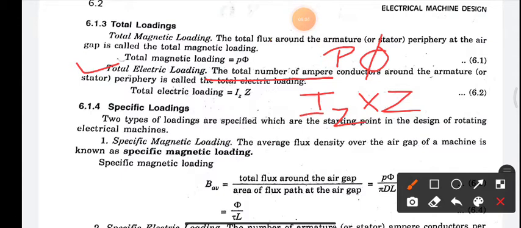So our total electric loading is given by Iz into Z, where Iz is the current carried by each conductor and Z is the number of conductors. So total electric loading is the product of the current carried by each conductor and the number of conductors. So there are two types of loading: one is total magnetic loading and another is total electric loading.